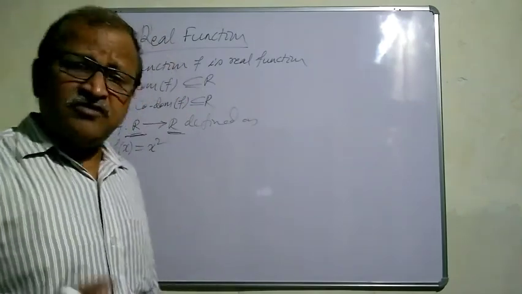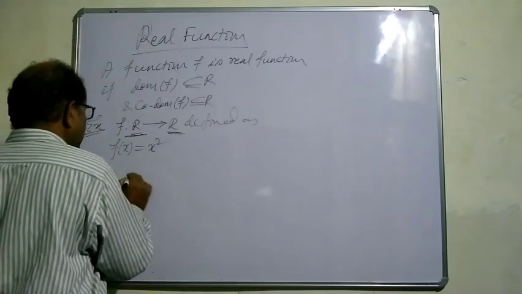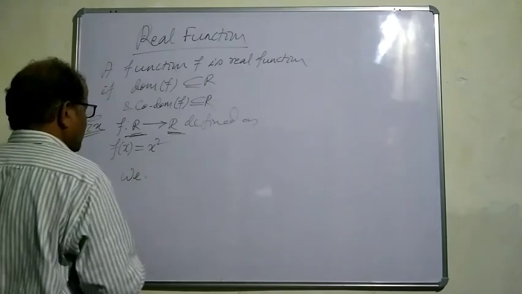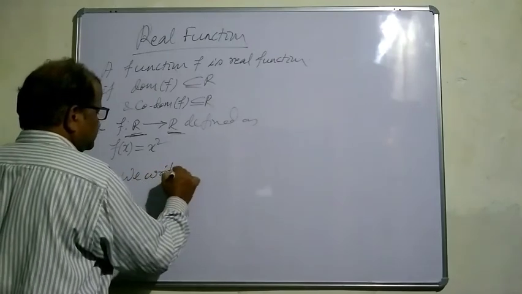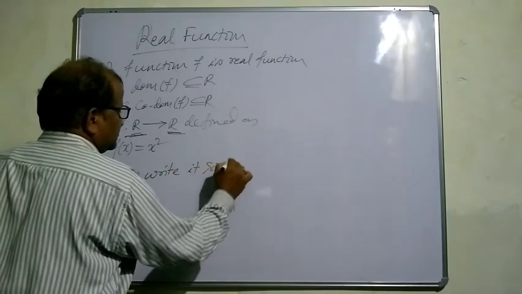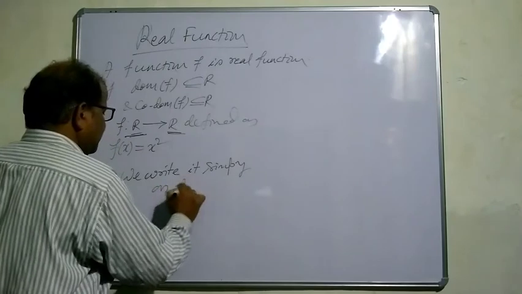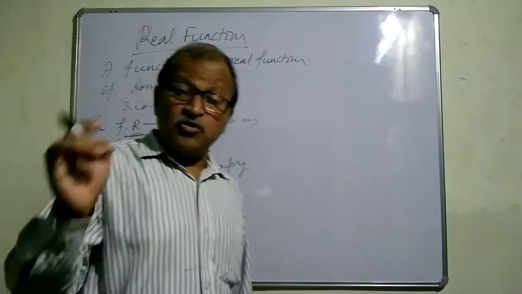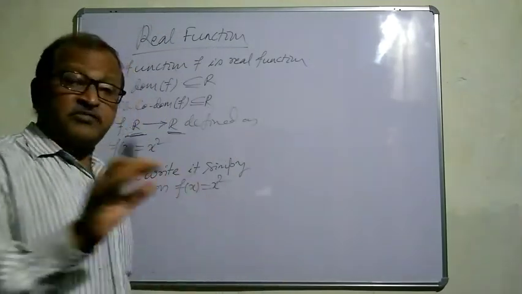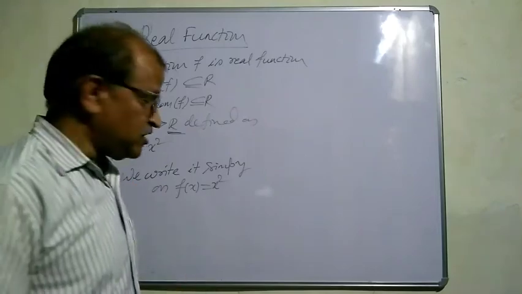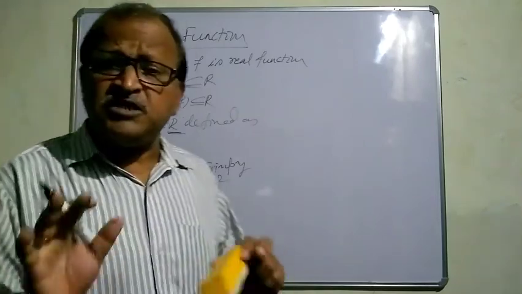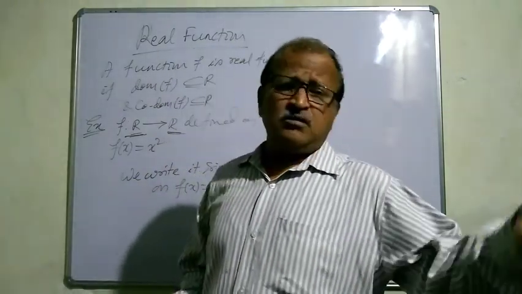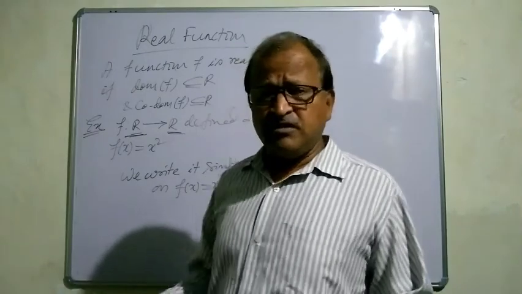it is practice to write a function only by its formula. Simply, we often write f(x) = x square, without mentioning the domain and codomain. So in this case, we have to determine the domain of the real function, and the range must be obtained accordingly.